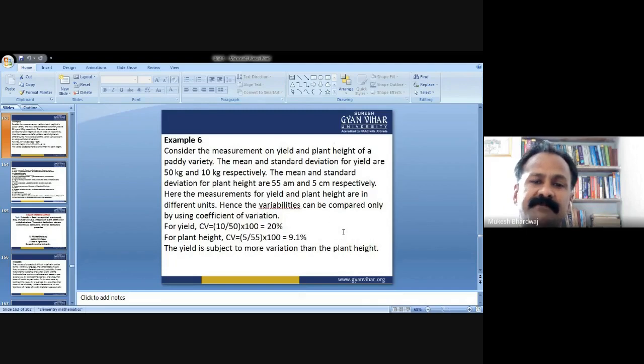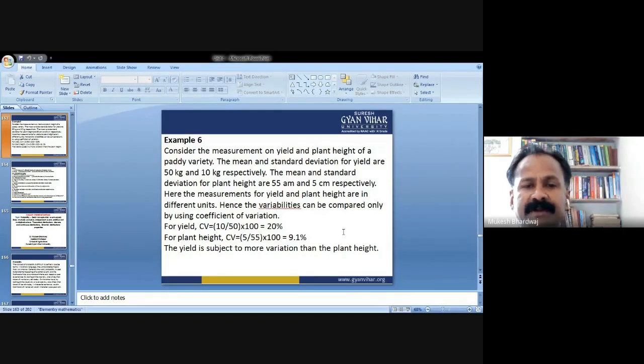So this is an example. You just go through the example and calculate the coefficient of variation. It's very simple. In the example, the mean is already given, the standard deviation is already given. That means the observations or the data are not provided. So the calculation becomes easy. You directly put the standard deviation divided by mean into 100.